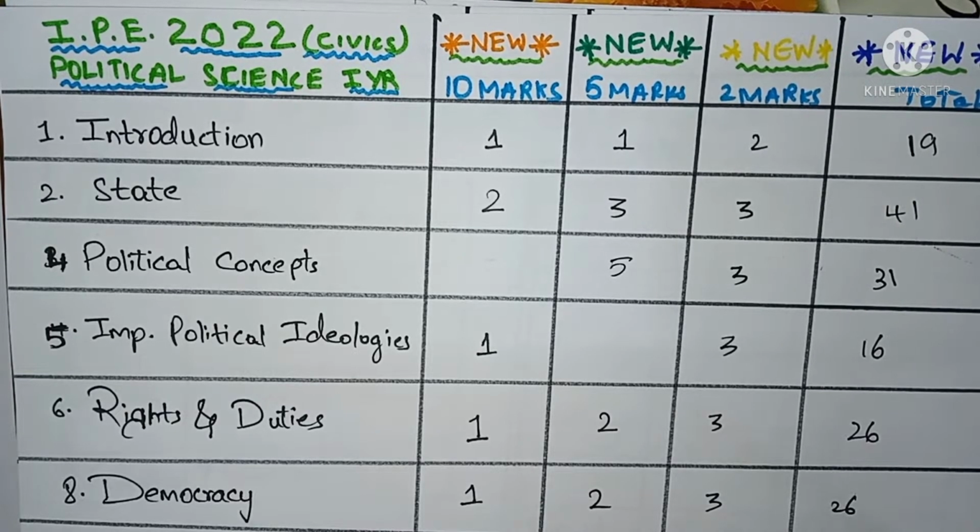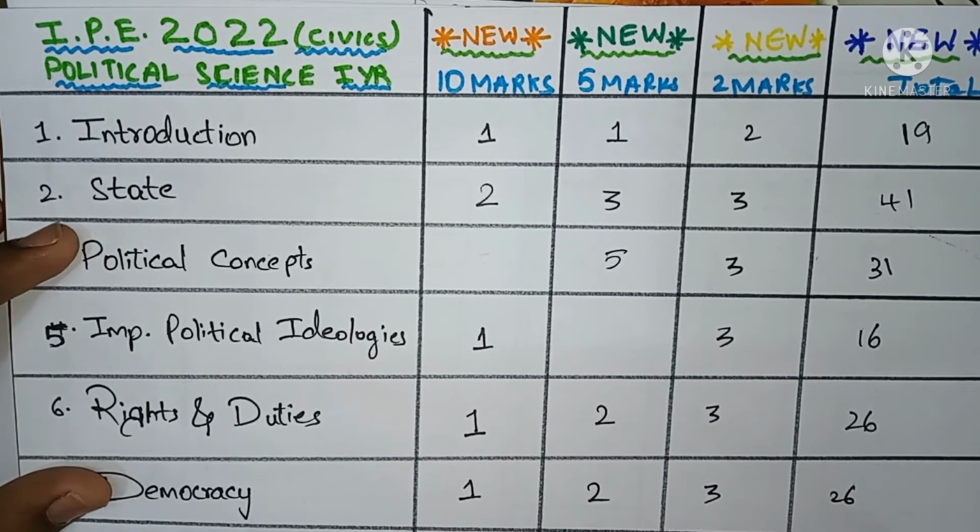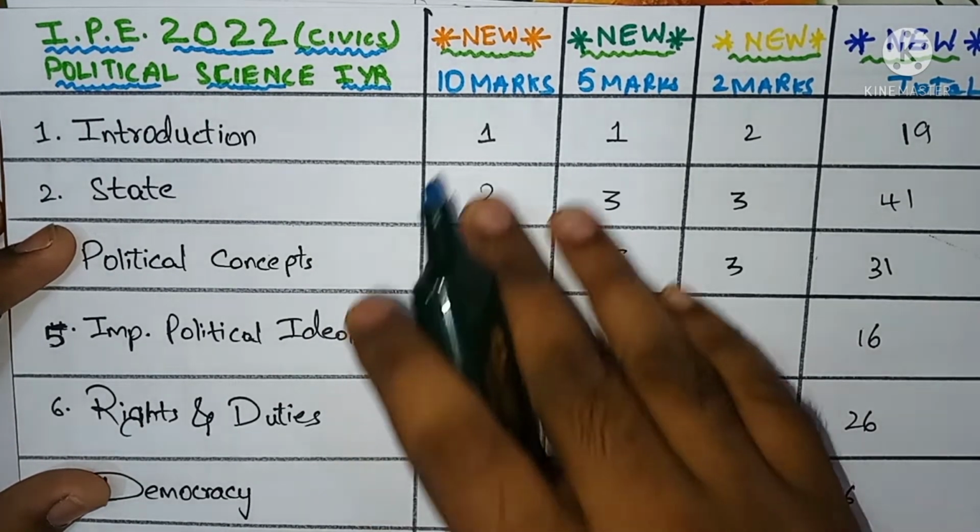Yes, intermediate students, we have already discussed the paper pattern and paper weightage as well. But actually, that is an old one, because the newly exclusive one is the one I'm going to explain to you right now. So the first chapter, IPE 2022 Civics Political Science first year. This is a very new pattern.